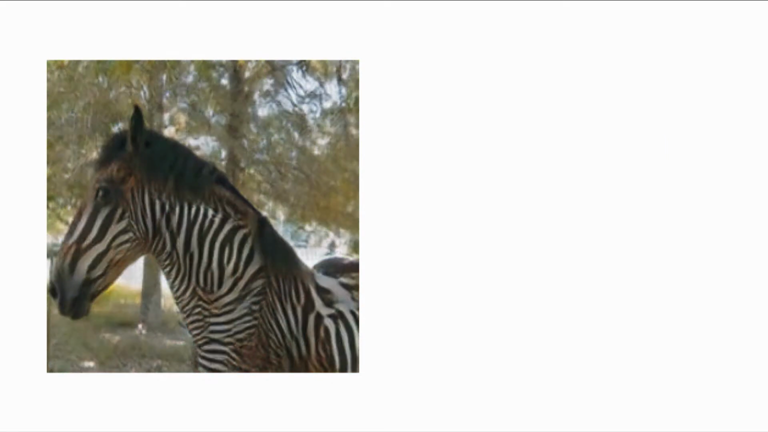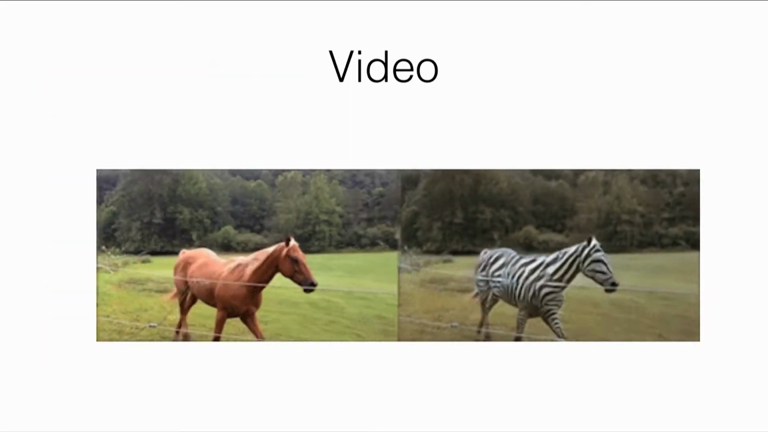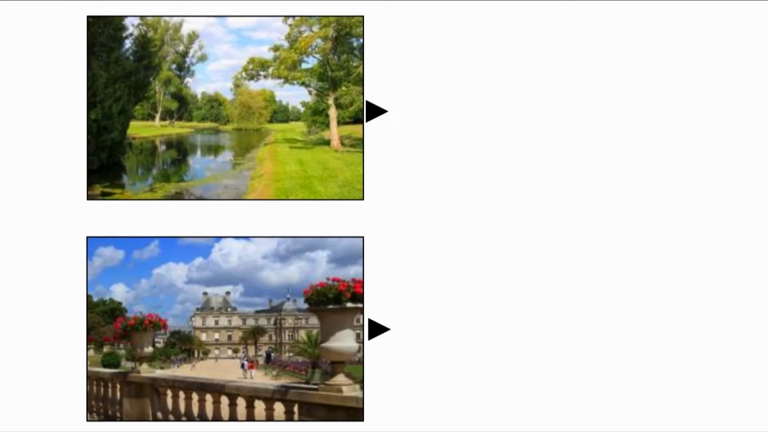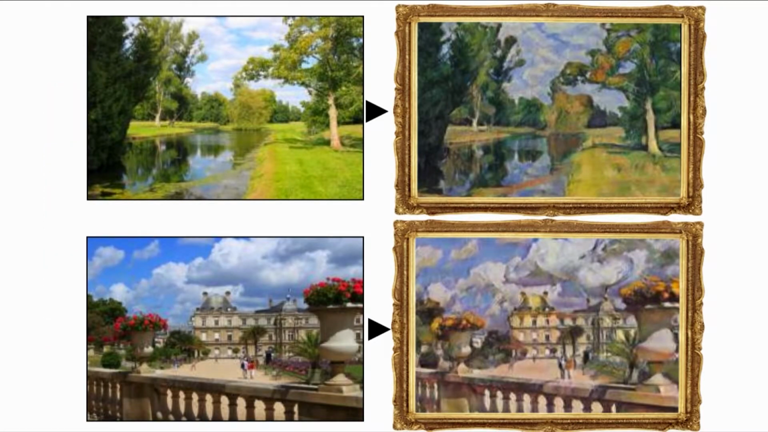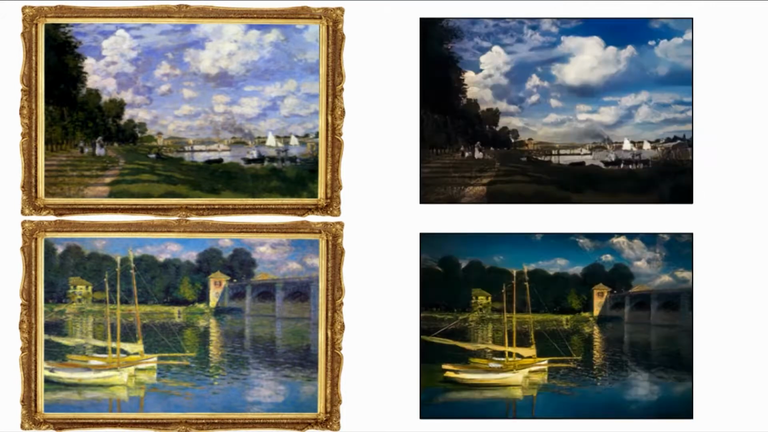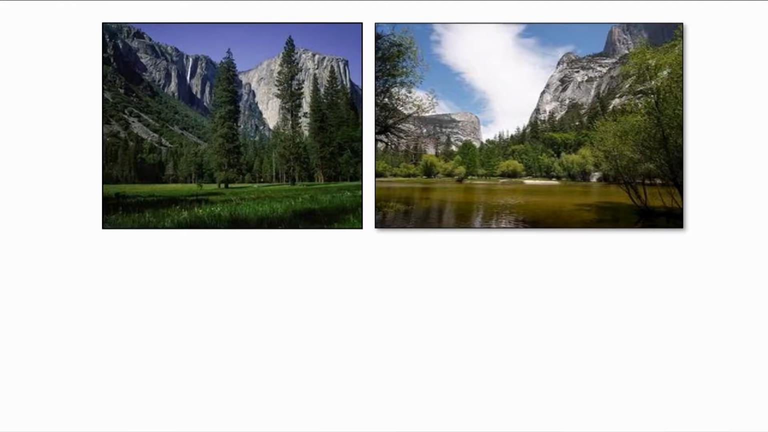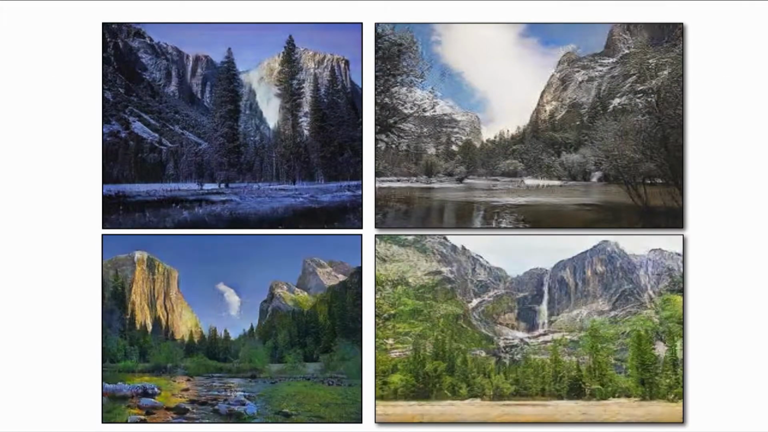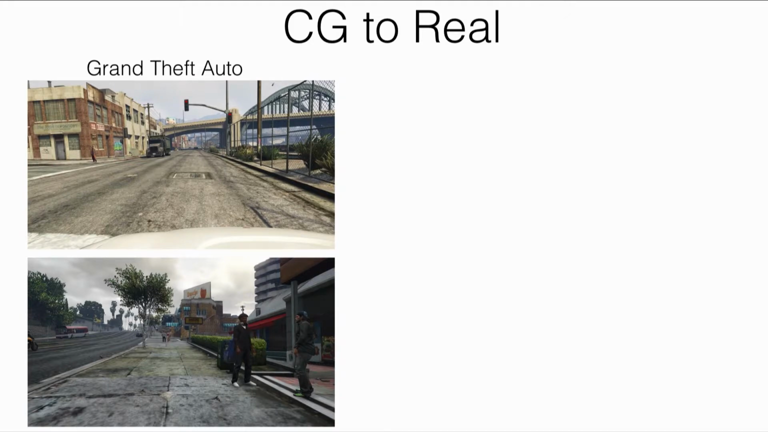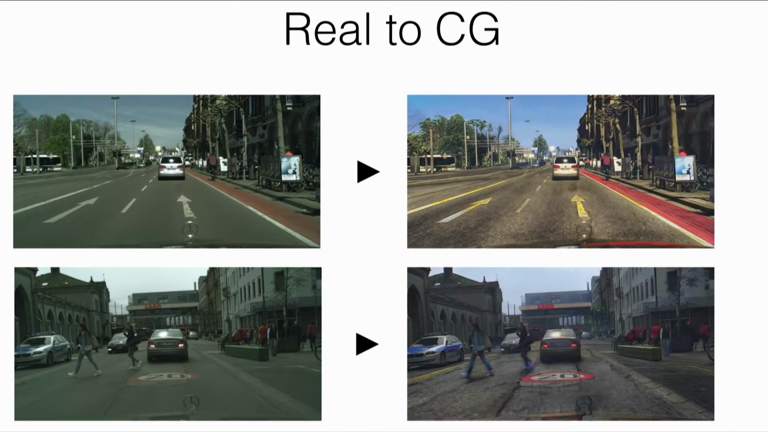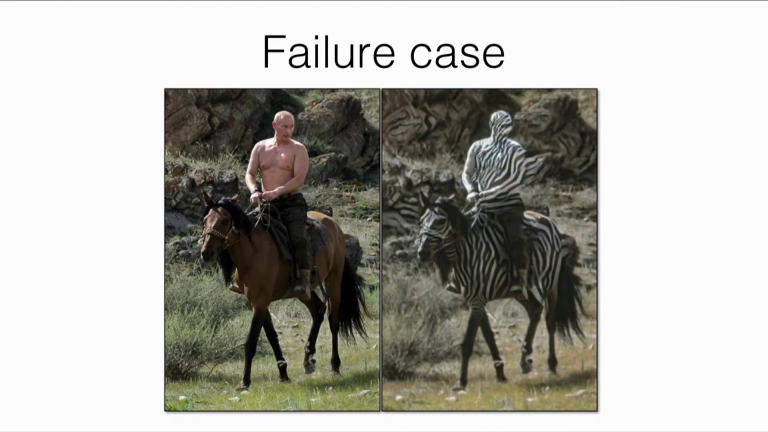And so you can change horses into zebras, and you can even do it on video. Check out the tail. You can do oranges to apples and back. You can do photos to Cézanne paintings. You can do paintings back to photos. You can do collection style transfer, change of season. Again, the same code. Everything's online. We can do CG to real, and more weirdly, real to CG. You can wear it and see, like, wow, this is my life as a computer game. And even the failure cases are kind of fun.